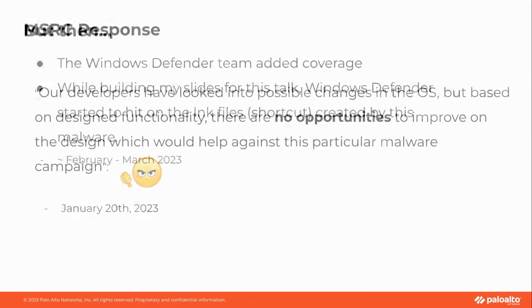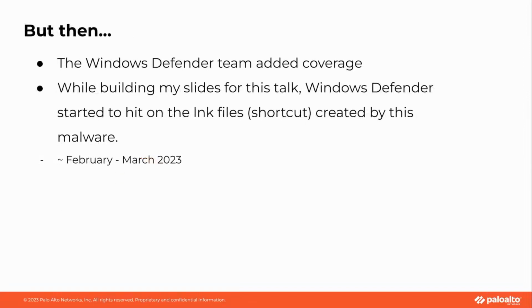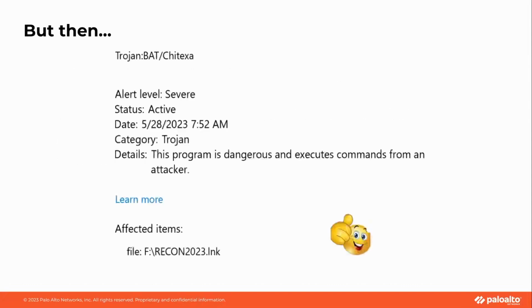Well, something did happen. I was making the slides for this talk, running all my tests, and lo and behold, my VM updated. Windows Defender has new definition files. All of a sudden, Defender hit on my link file. As you can see there's the F:/REcon 23 link. I was like, huh, alert level severe. So this tells me that the Windows Defender team, with their telemetry, is actually seeing this in the wild.